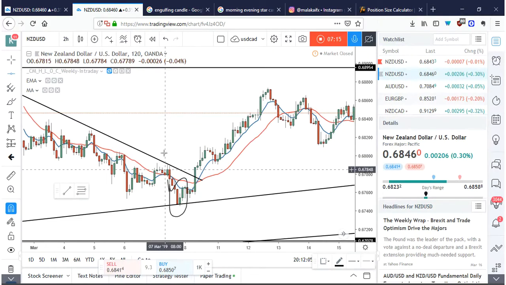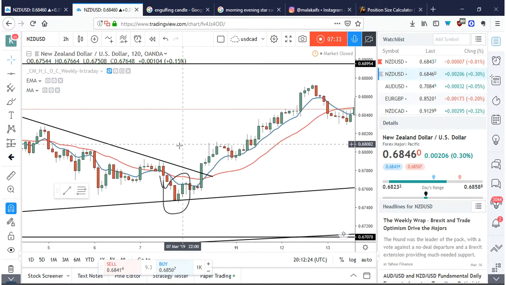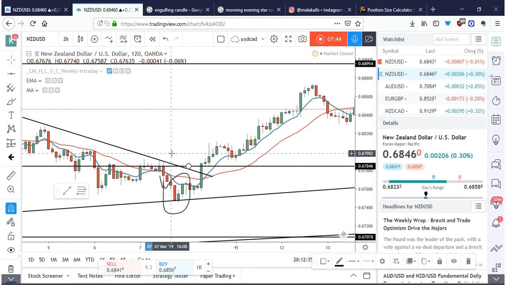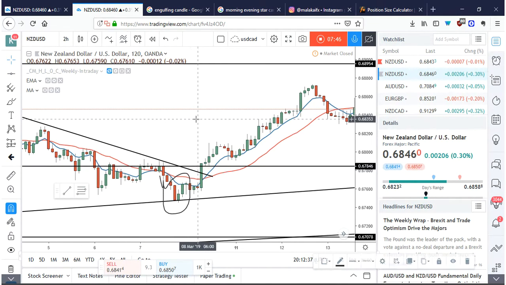So you want price to break the last higher high, the body of the higher high, or lower low in the direction of your trade. So the last higher high in the direction of your trade is at this point here. So if I go in further, you can see that the last higher high is here where I'm putting the cursor. So this would be where you want price to close above the body of the higher high or lower low in the direction of your trade.